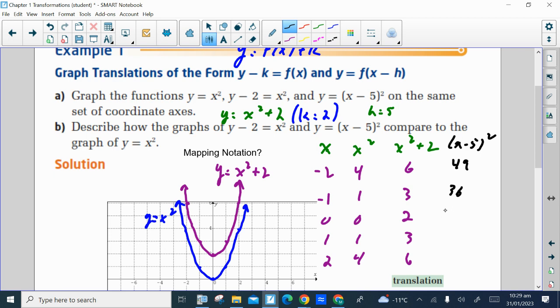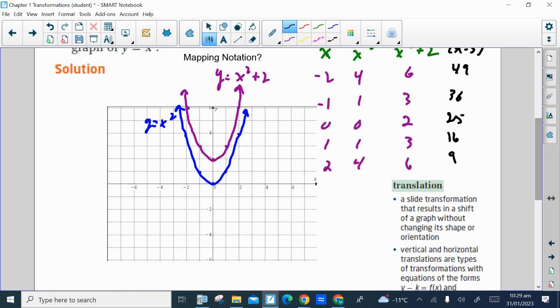0 take away 5 is -5. Squared is 25. 1 take away 5 is -4. Squared is 16. 2 take away 5 is -3. Squared is 9. So I need to get some more points here. When x is 3, 3 take away 5 is -2. Squared is 4. When x is 4, 4 take away 5 is -1. Squared is 1. When x is 5, 5 take away 5 is 0. Squared is 0. 6 take away 5 is 1. Squared is 1. 7 take away 5 is 2. Squared is 4.